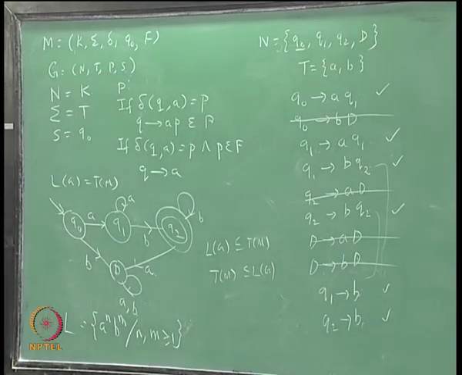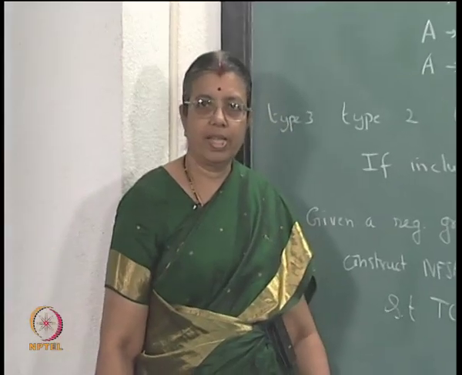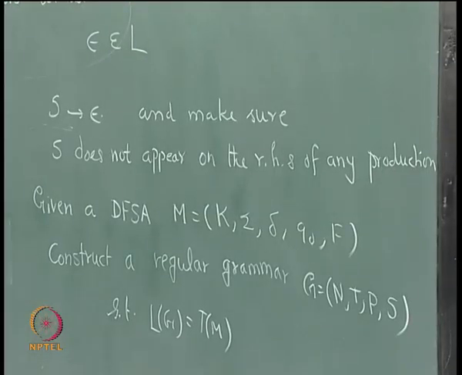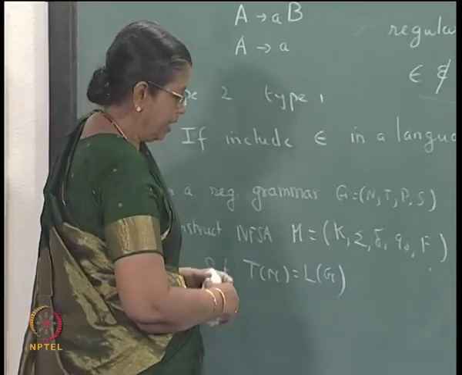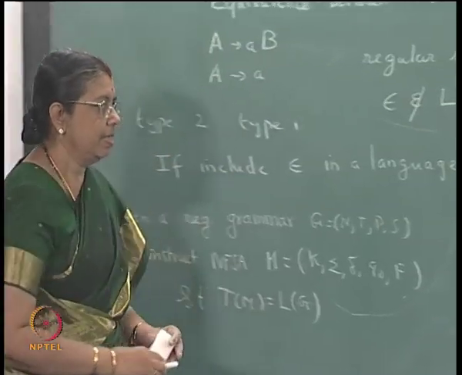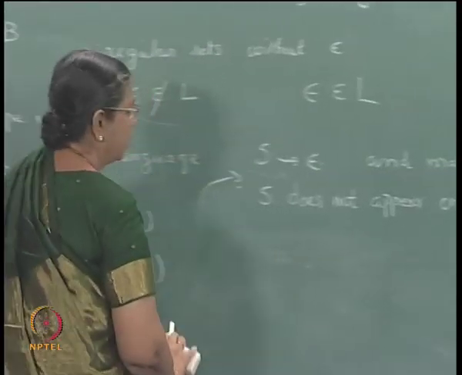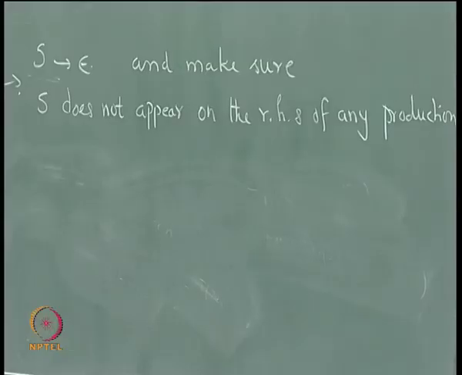Now, the problem with epsilon. What happens if you have epsilon belonging to the language? When the empty string is also accepted by the machine or generated by the grammar, how do you have to change? Now, first step will be, given a regular grammar, construct an NFSA such that T of M is equal to L of G. This is the way we constructed, is it not? Now, in this case the grammar we take has this property. If you want to include epsilon, only S goes to epsilon is a rule, and S does not appear on the right hand side of any production.